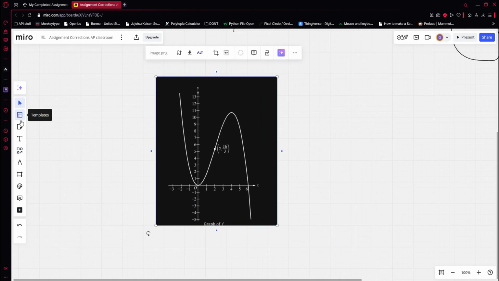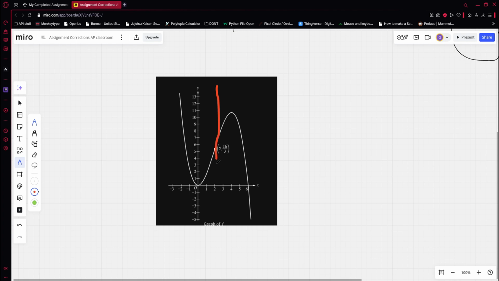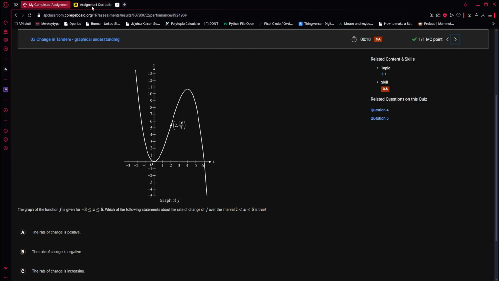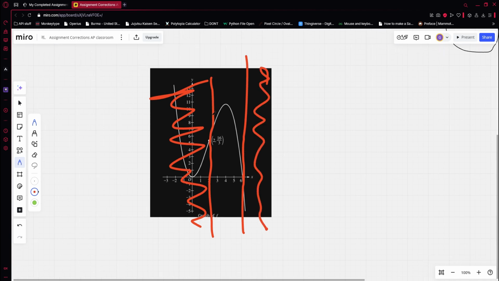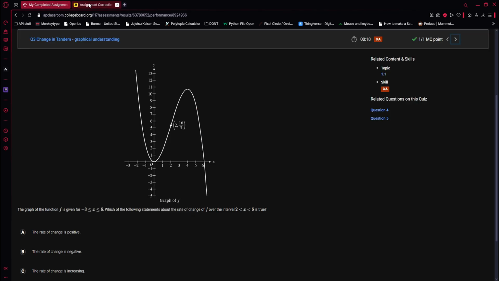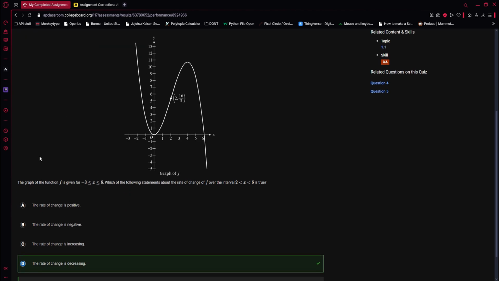So half this graph we can just ignore. Let me just draw a red line right down the middle. I don't care about all this right here, it's not in our interval, because remember, we have to be above 2 and below 6. And then we can cut it off right here as well. So we don't care about anything else. This is all we want. So now that we've reread the question and visualized it, let's read the answer choices.